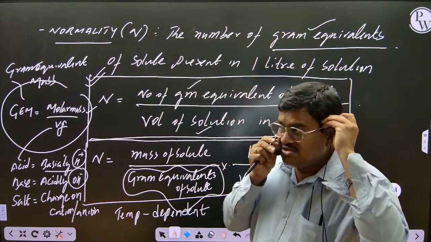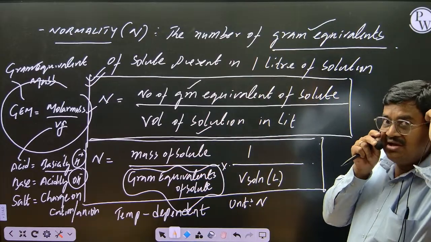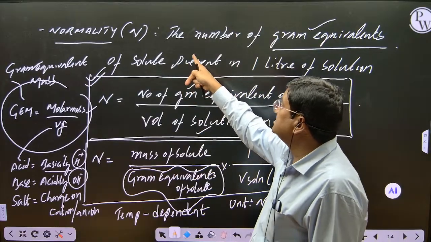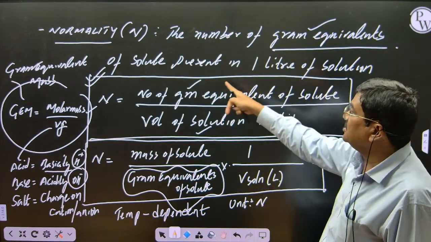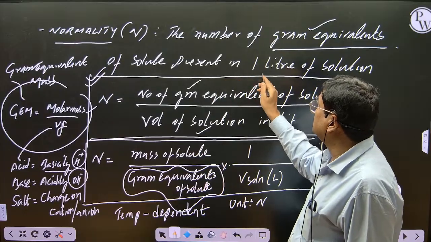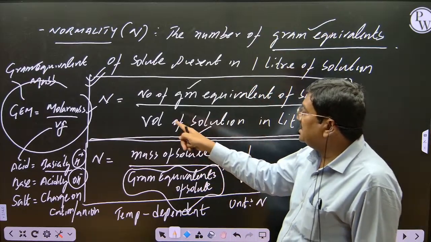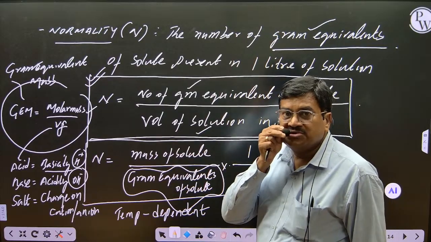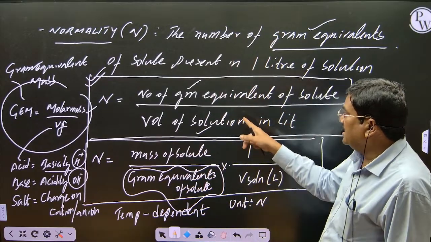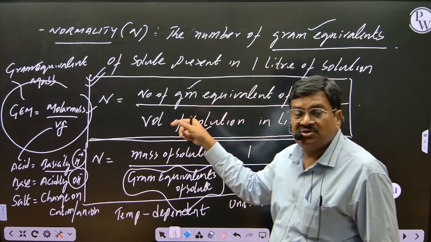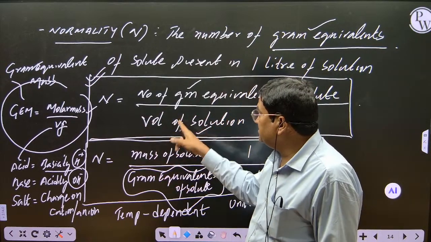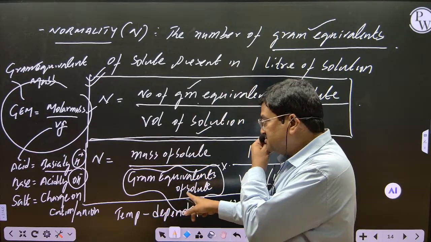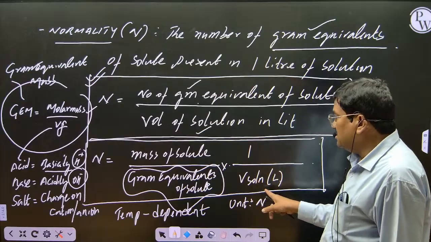Right, students. Sorry for the interruption. In normality, last class we completed up to molarity. Now see, normality is the number of gram equivalents of solute present in 1 liter of solution. Copy this. Normality is mathematically written as number of gram equivalents of solute by volume of solution in liters. And in place of number of gram equivalents, we write mass of solute by gram equivalent mass of solute, into 1 by volume of solution in liter.